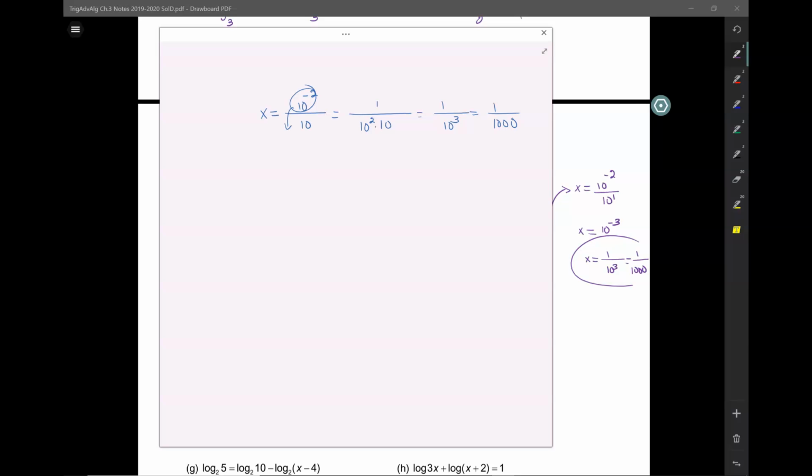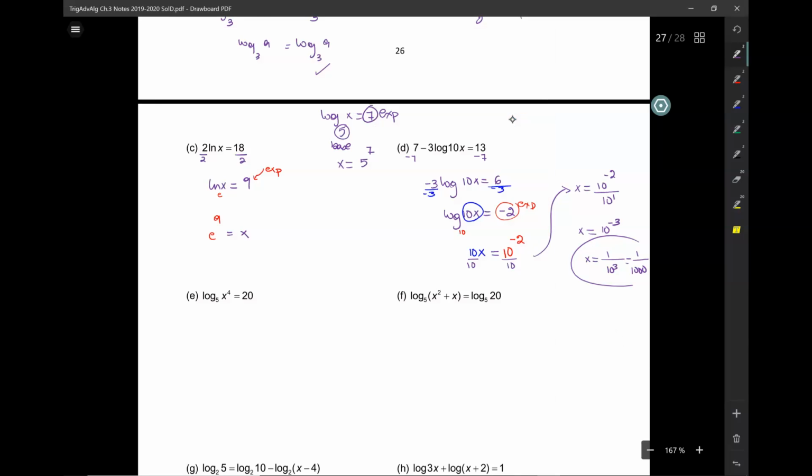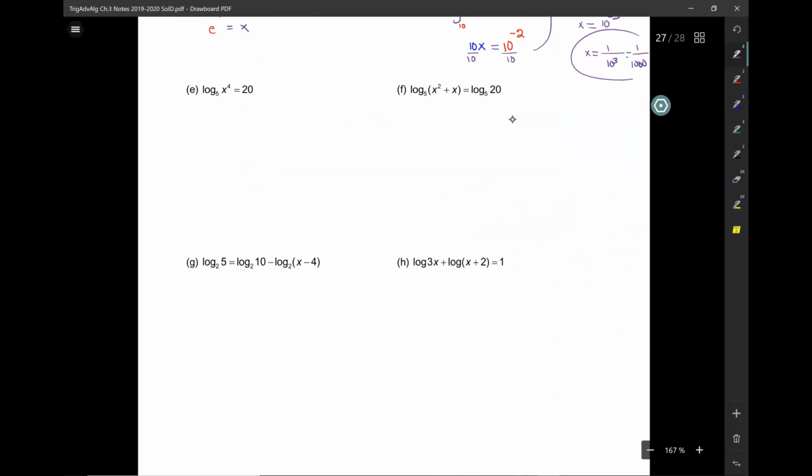All right, let's do one more. Here I have, okay, my logarithm is isolated. A logarithm is just an exponent. That means this is an exponent. Well, every exponent needs a base. This is the base. So I say 5 to the power of 20 is equal to x to the 4.